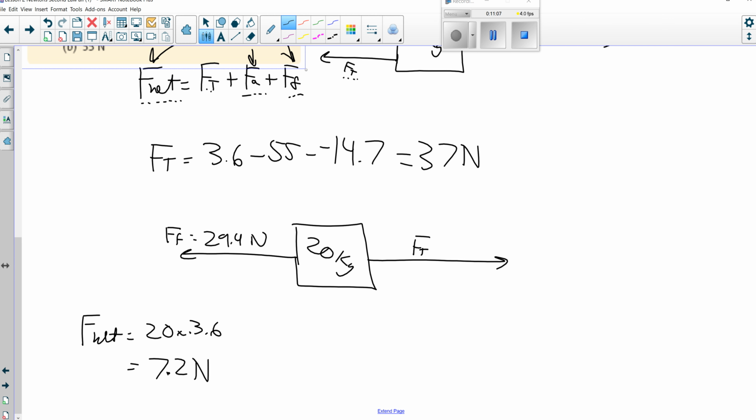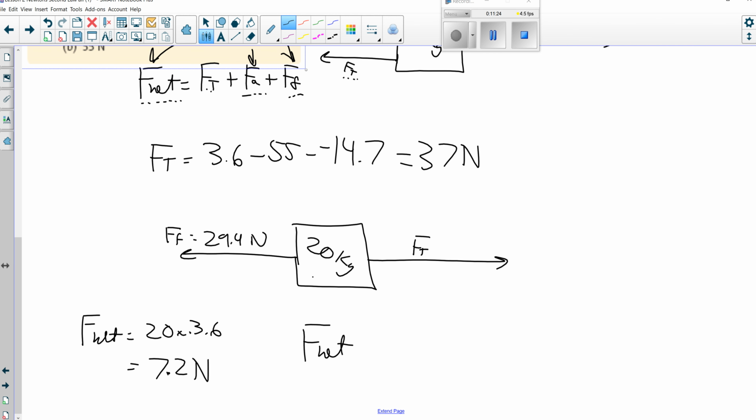So the net force on the 20 kilogram block is 7.2 newtons, which makes good sense. It's twice the amount of net force on the 10 kilogram block, which had half the mass. That way they get the acceleration to be the same. All right, so now I know that net force.